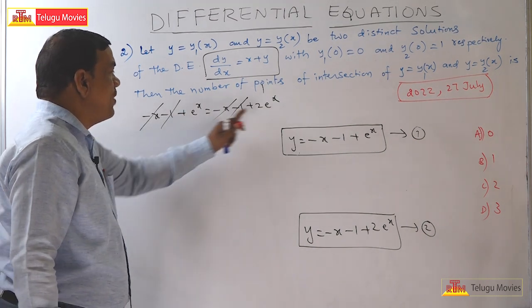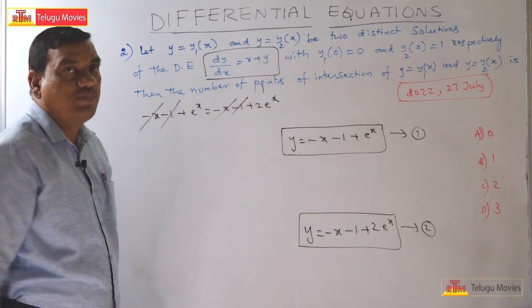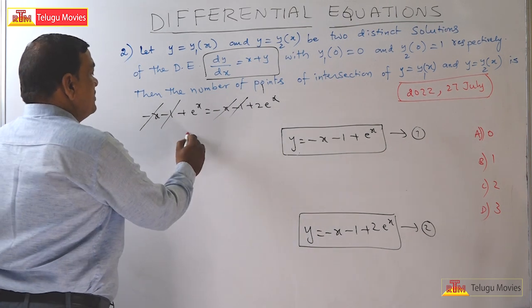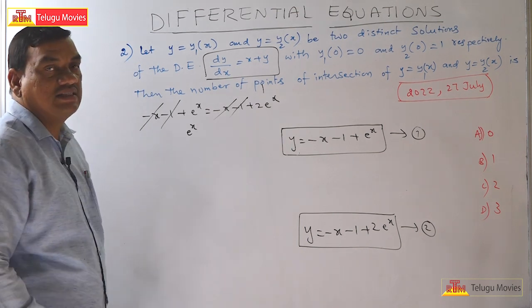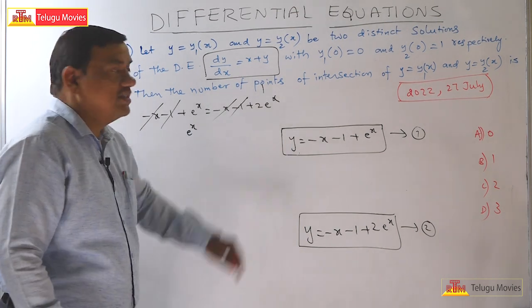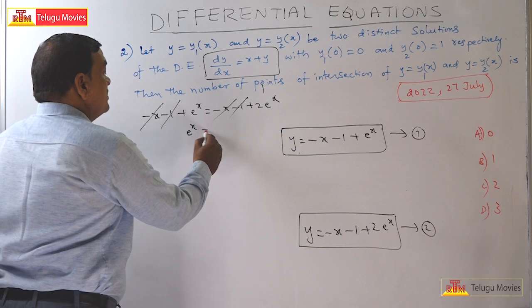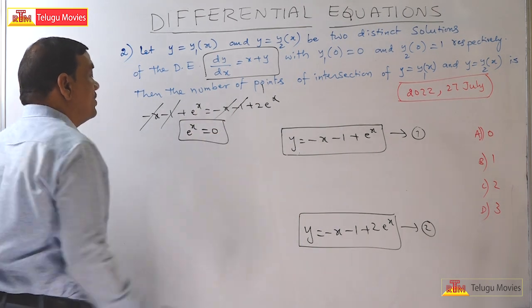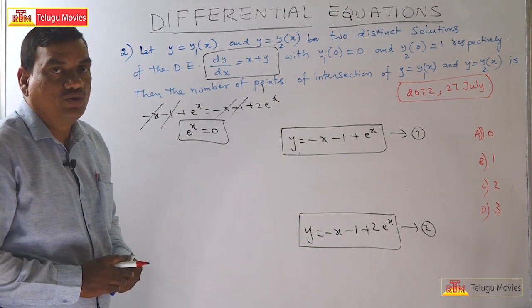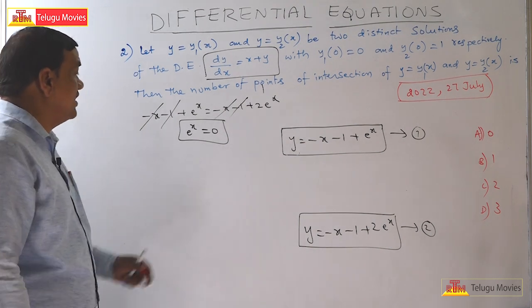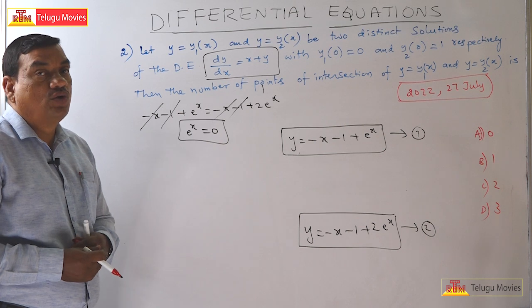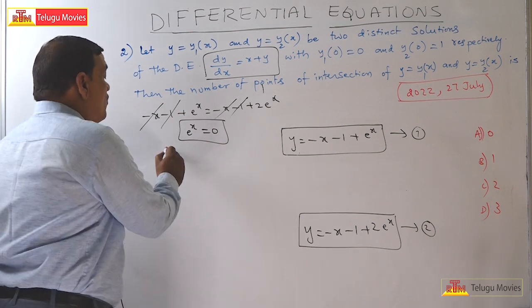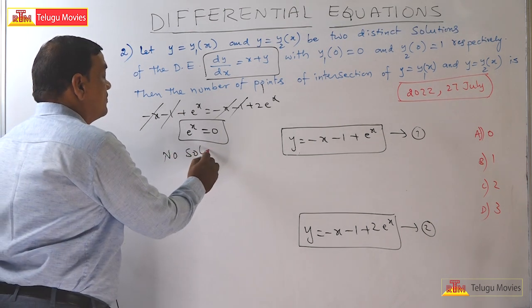So, here e power x is equal to 2 times e power x. If you take 2 e power x minus e power x to that side, e power x is equal to 0. Ultimately what you get? E power x is equal to 0. So, how many solutions are there? That means how many x values are there so that e power x is equal to 0. That means no values, no solutions.